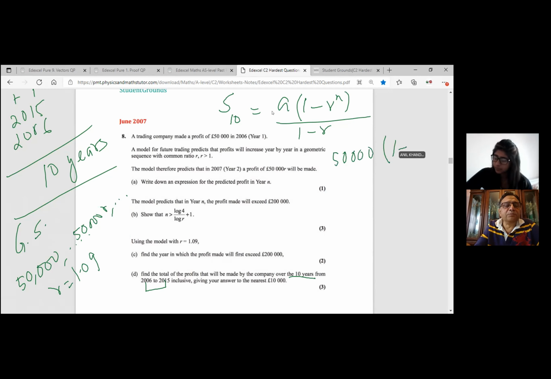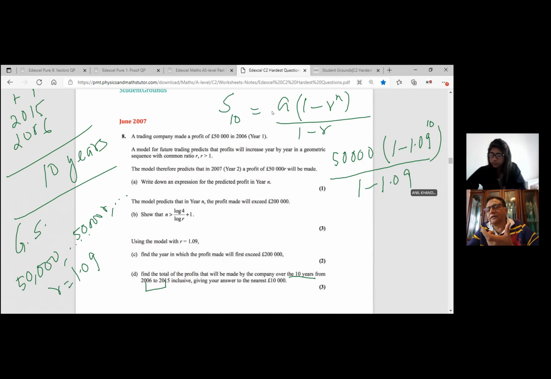1 minus 1.09 to the power of n, which is 10, over 1 minus 1.09. So when the rate is higher, we normally write r to the power of n before 1. Normally we write that, right? But here, both negatives will become positive. So you get an idea what I'm trying to say.